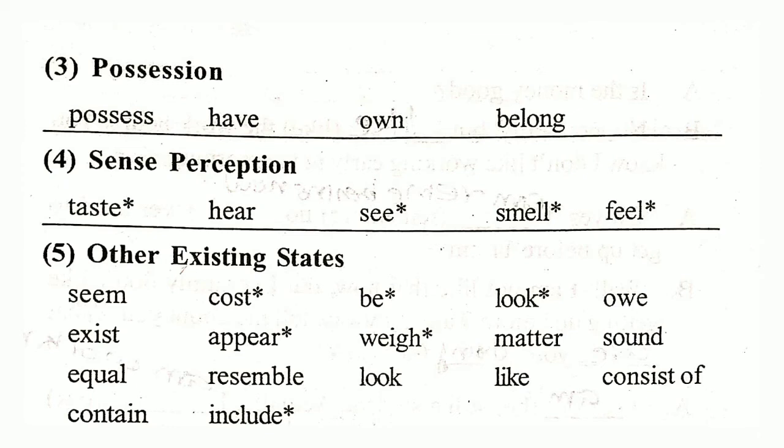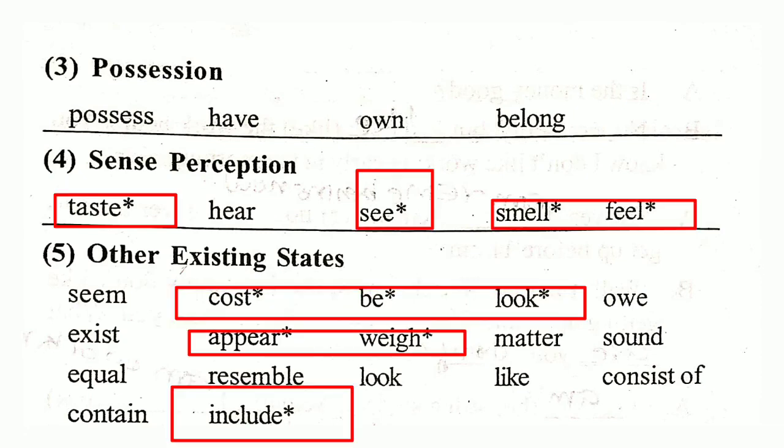Then sense perception also has some exceptional cases. Taste can be used in both simple present and present continuous. See, smell, feel, etc. can be too. And other existing states: seem, cost, be, look, exist, appear, wait, matter, sound, equal, resemble, look like, consist of, contain, include, etc. Those marked with an asterisk can be expressed in both cases.